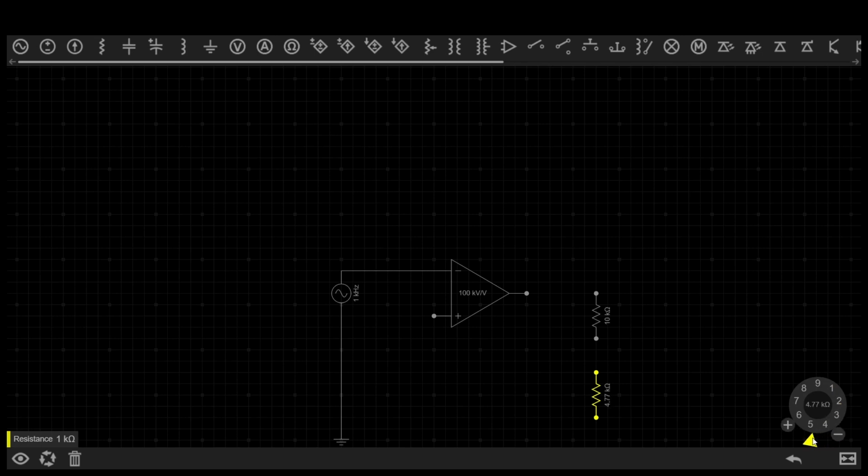Connect pin 2 to the function generator. Here, I am keeping the amplitude as 8 volts with a 1 kHz frequency.